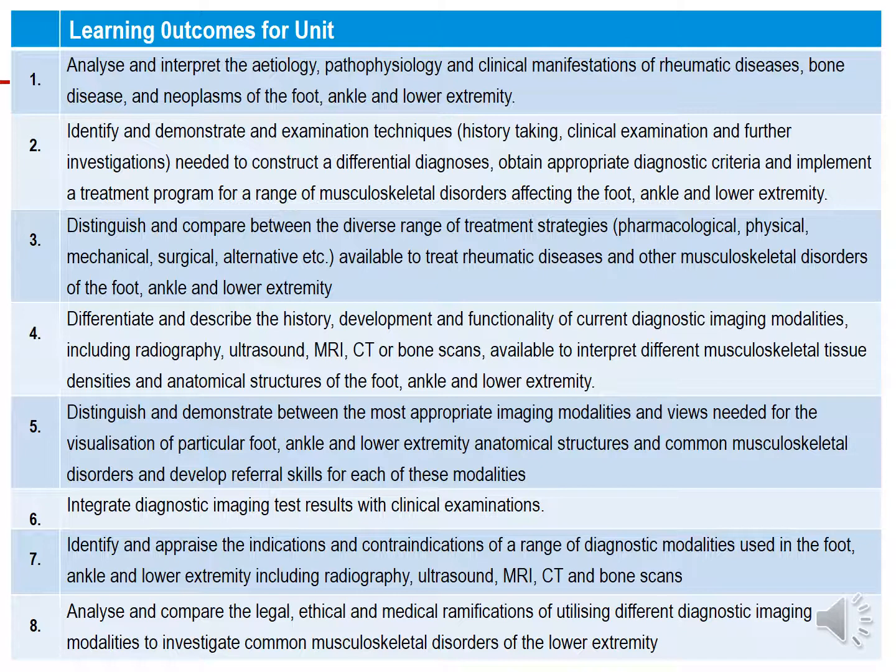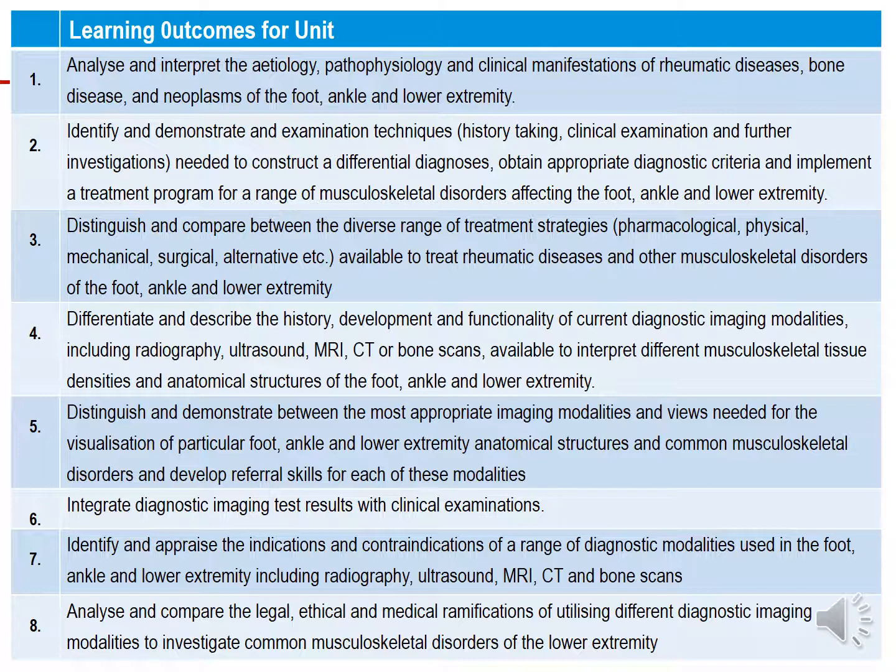So essentially, as you diagnose one condition, you will then need to be able to manage it well. If your management plan is not going well, then you need to rethink your diagnoses. So it is important to understand how to assist your diagnosis through your examination techniques. Then into 3, to be able to manage this condition, you need to be able to distinguish and compare between the different range of treatment strategies. Now, this can include pharmacological, physical, mechanical, surgical, and alternative types of treatment. So there is quite a range of these available to treat rheumatic diseases and other musculoskeletal disorders of the foot, ankle, and lower extremity.